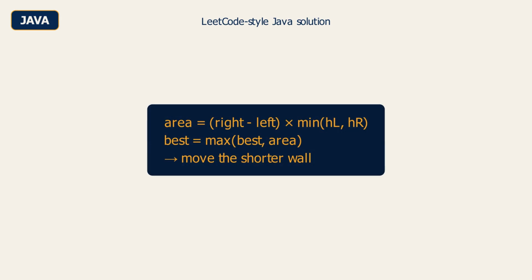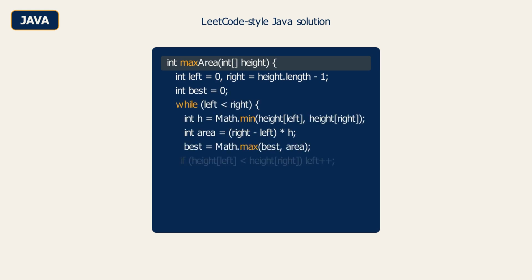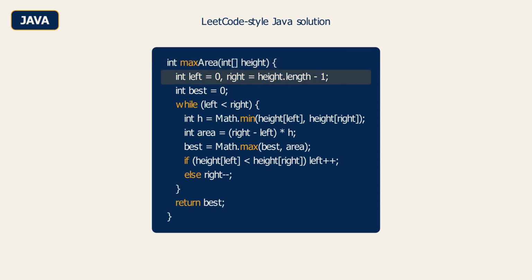In Java, left starts at 0, right at the last index, best at 0. While left is before right, the height is the shorter of the 2 walls. That's the min. Area is width, right minus left, times that height. We update best. Then the decision. If the left wall is shorter, move left up, otherwise move right down. When the pointers meet, we return the best area we ever saw. That's the whole method.